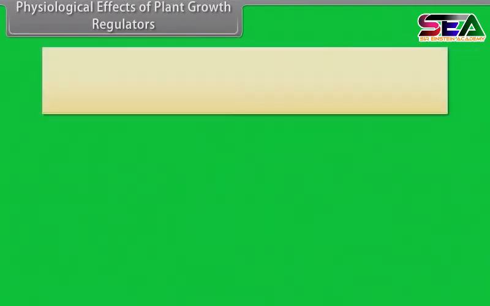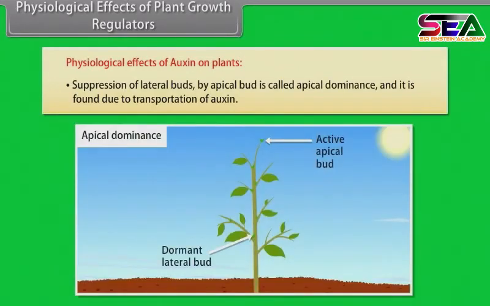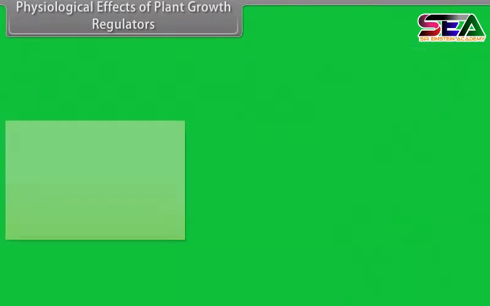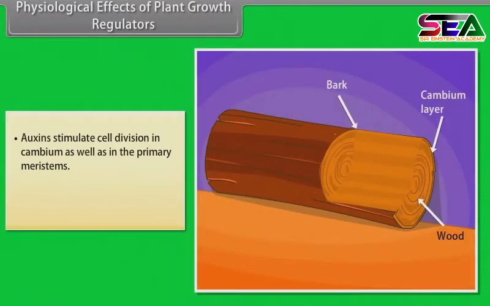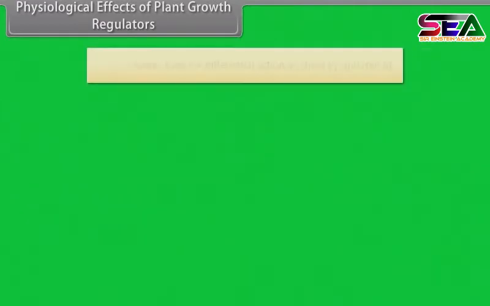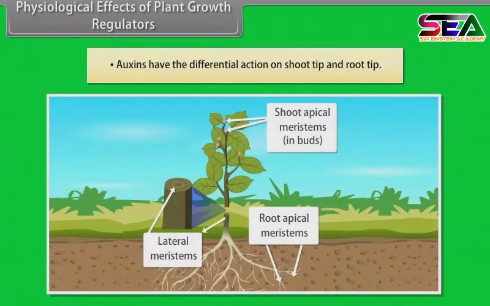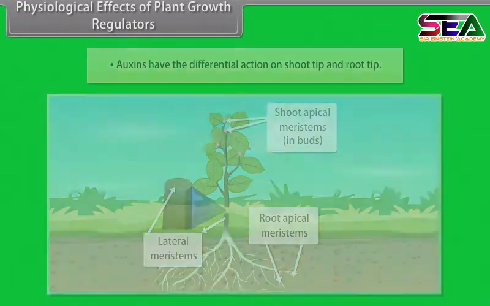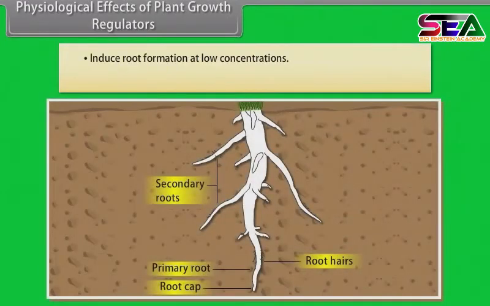Physiological effects of auxin on plants. Suppression of lateral buds by the apical bud is called apical dominance, and it is due to transportation of auxin. Auxin stimulates cell division in the cambium as well as in the primary meristems. Cell elongation is an important role played by auxins. Auxins have a differential action on shoot tip and root tip. They induce root formation at low concentrations.